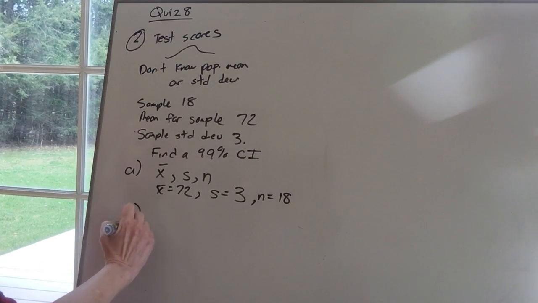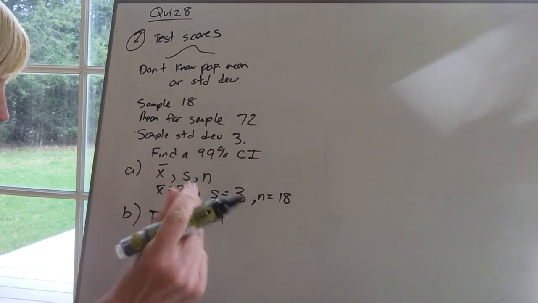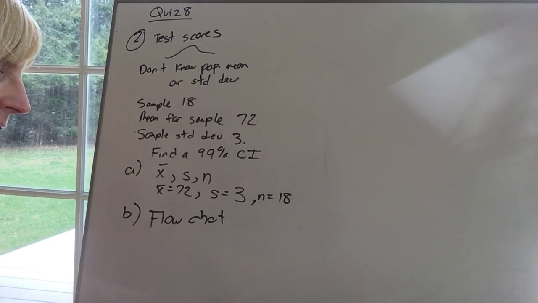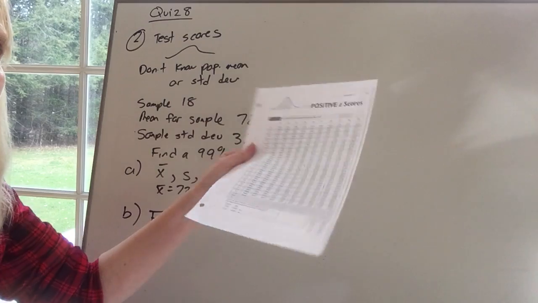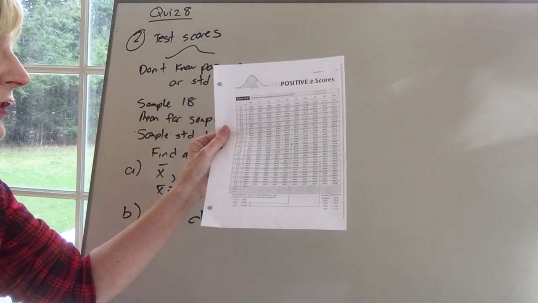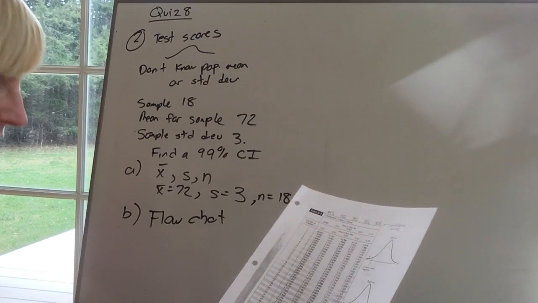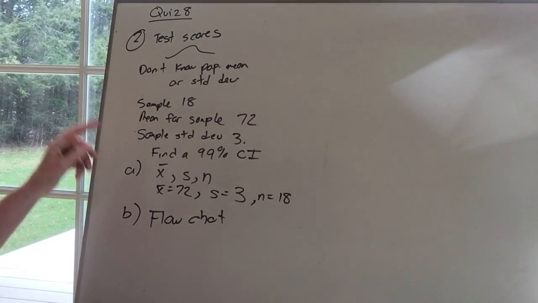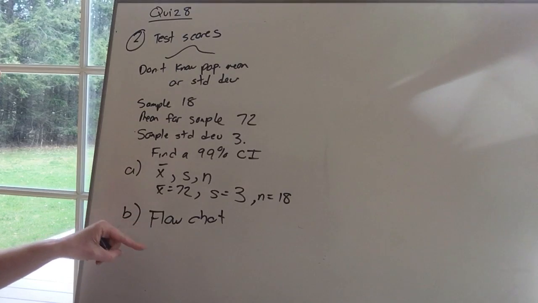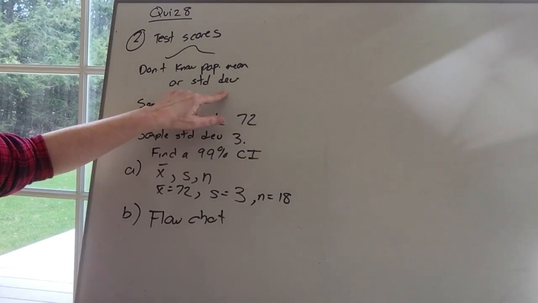Then for the next part, go to that flow chart, and I gave you the attachment for that. Figure out whether you're going to use what we just used on the last problem, the standard normal distribution, or this thing called the T distribution. You use the T distribution if you don't know the population standard deviation. Do we know it? No, we do not. It says we don't know the population mean or the population standard deviation.